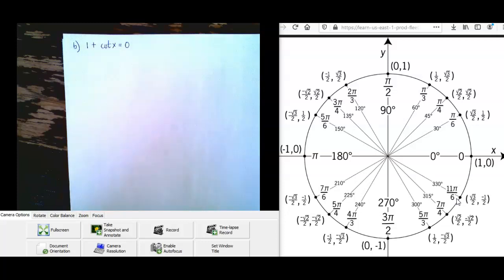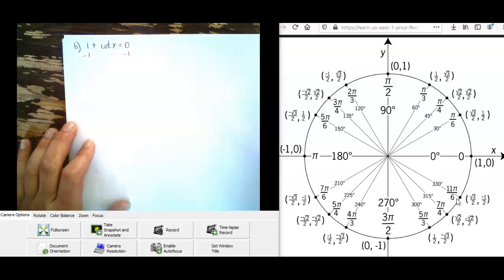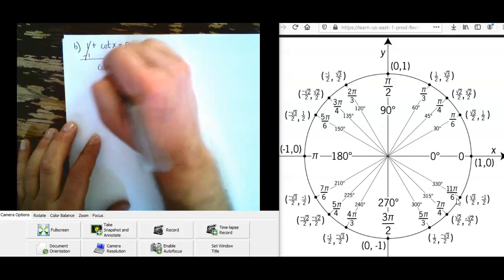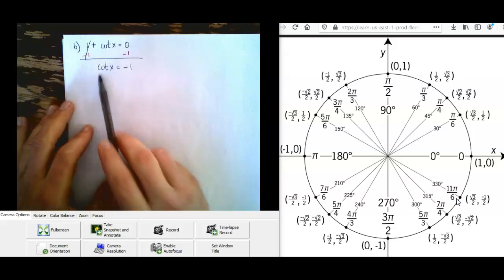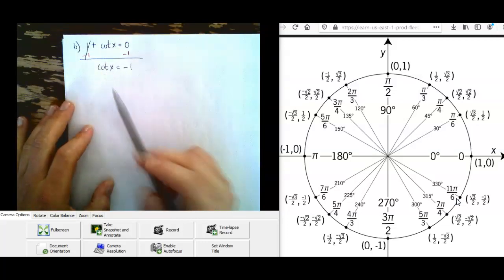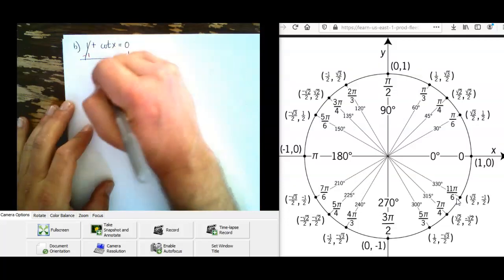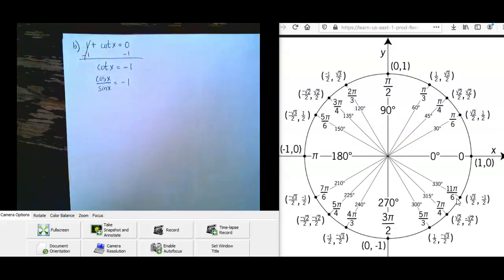So again, we want to isolate our trig function first, so we can subtract 1 from both sides. Cancel. So where is the cotangent of x equal to negative 1? So again, we want to utilize a trigonometric identity that we saw in the previous lectures to get our result. All right, so let's rewrite cotangent in terms of sine and cosine. Well, we know that tangent is sine divided by cosine, so cotangent is just the flip of that. Cosine divided by sine is negative 1.